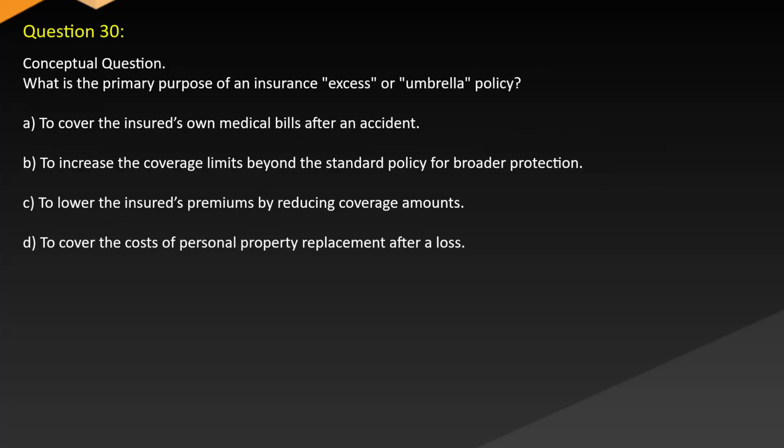Question 30. Conceptual question. What is the primary purpose of an excess or umbrella insurance policy? A. To cover the insured's own medical bills after an accident. B. To increase the coverage limits beyond the standard policy for broader protection. C. To lower the insured's premiums by reducing coverage amounts. D. To cover the costs of personal property replacement after a loss.